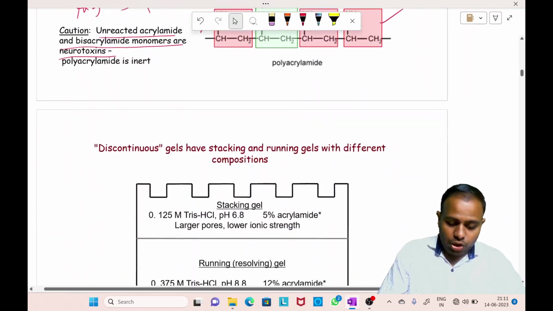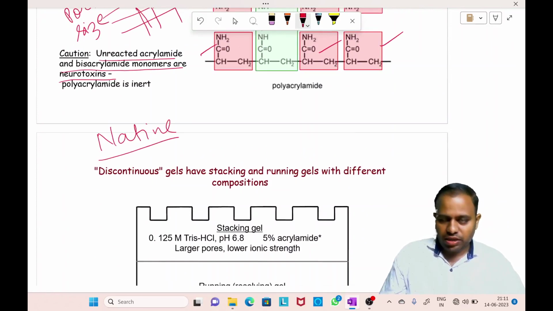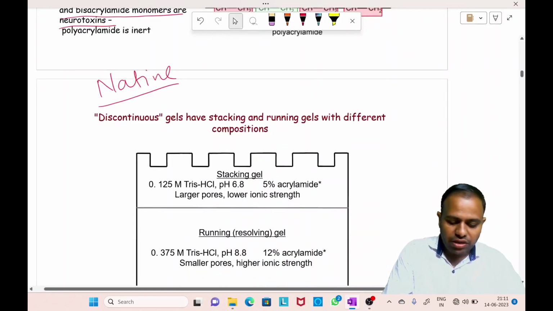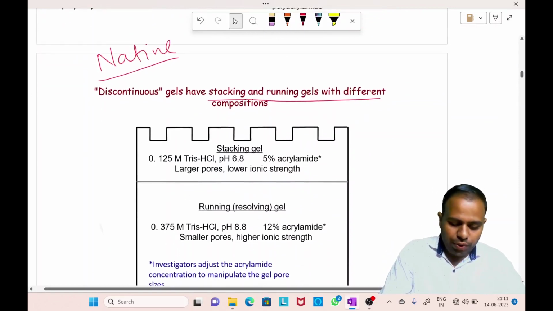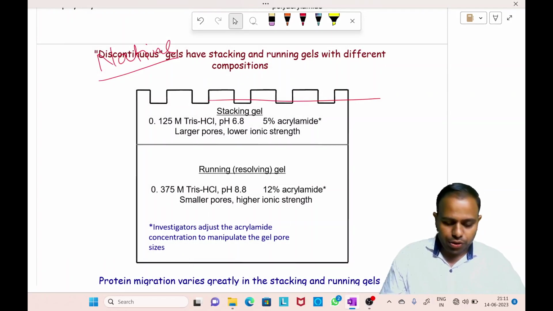Generally, native PAGE is the gel which has only one kind of gel, that is polyacrylamide gel. But when you are using two different gels, a discontinuous gel, it has stacking and running gel with different compositions. You can see here the stacking gel is kept at the top of the gel plate, and this resolving gel is placed below it. The compositions of these two are different.